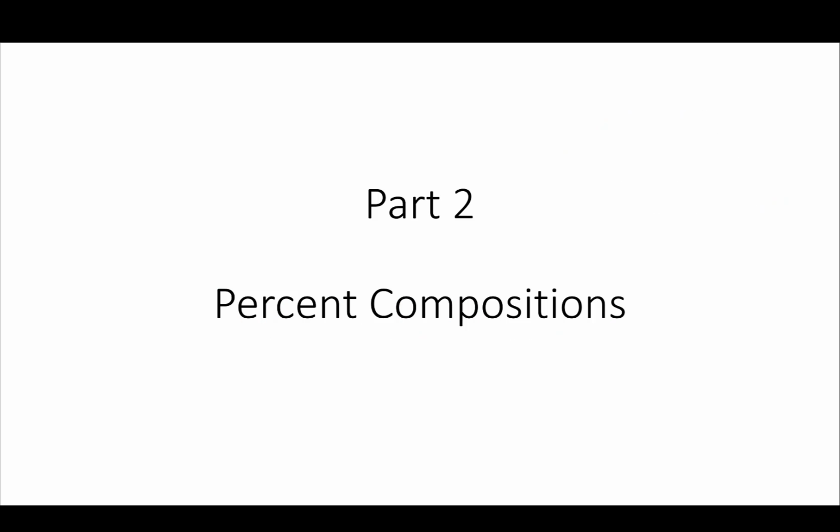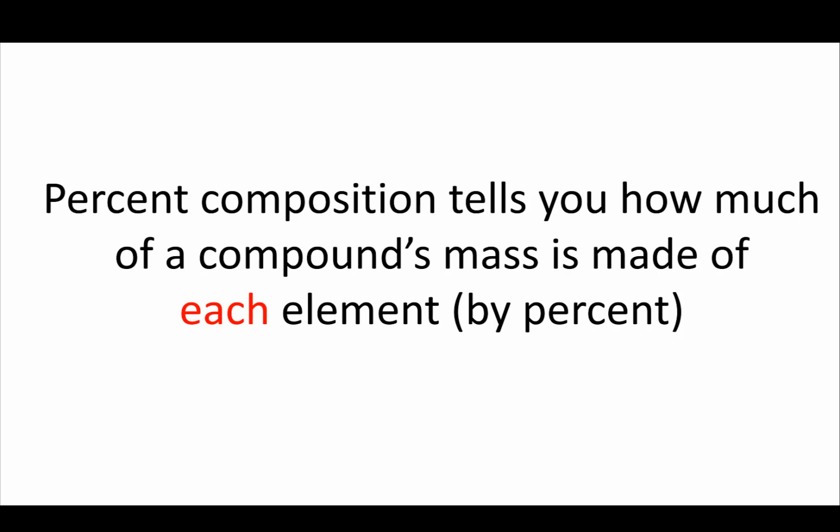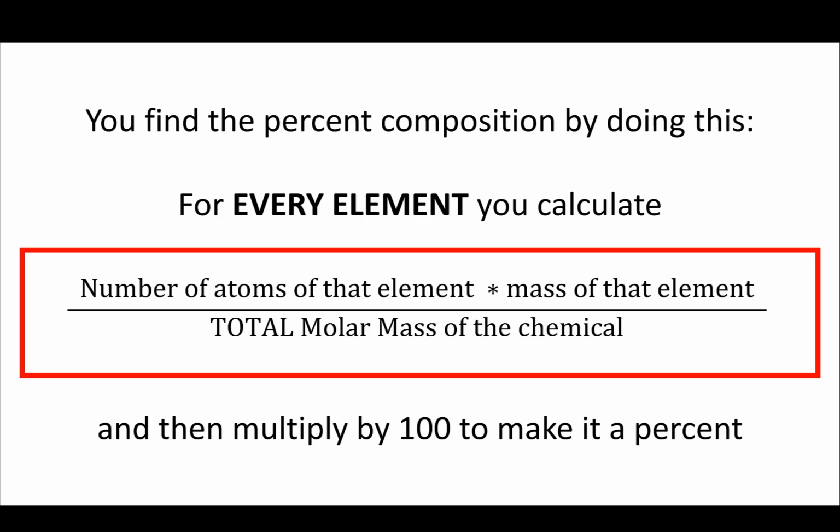Part 2 builds on this, and it's about percent composition. The percent composition of a molecule tells you how much of a compound's mass is made of each element by percent. So for every element, you find the percent composition by getting the number of atoms of an element times the mass of that element divided by the total mass of the chemical, and then you multiply by 100 to make a percent. I know this is a freaky slide. I'm going to show you how it makes sense, but this is the formula that you would use.